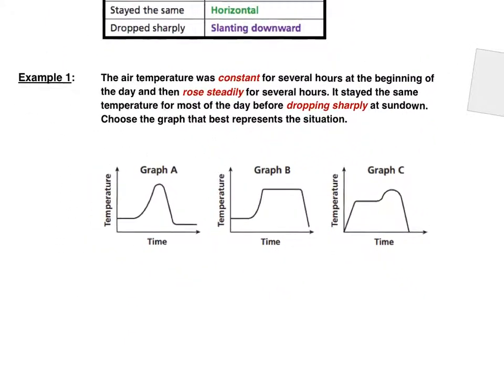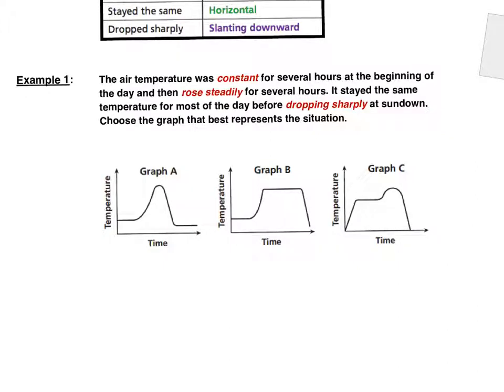So let's look at this for example. It says that the air temperature was constant for several hours at the beginning of the day and then rose steadily for several hours. It stayed the same for most of the day before dropping sharply. So we're trying to figure out which one of these represents that. Well, if it was constant for several hours at the beginning, it means this. This could be the same thing. It's definitely not this one because at the beginning, this looks like it made a sharp rise. So it's not C. It was constant for several hours and then rose steadily. So it could either be this or it could be this. So both A and B are still in it.